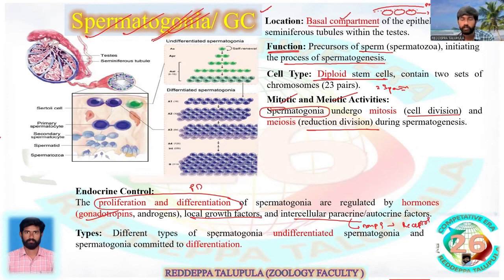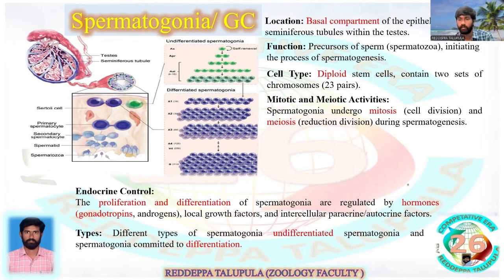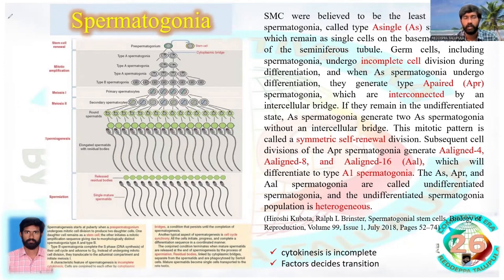Next, types. If you talk about the types of spermatogonia, there will be two types: undifferentiated and differentiated. Undifferentiated means there will be A single, A paired, A aligned. And if you talk about the differentiated, then it will be B type of cells. Now, what is AS, APR, AL? That means A single, A paired, A aligned. Let us discuss that. The stages involved in the conversion of AS to AP, A aligned, will be discussed later.